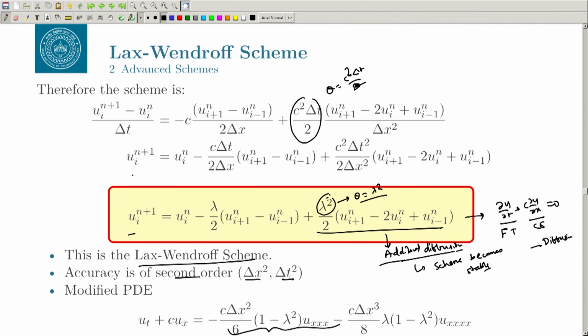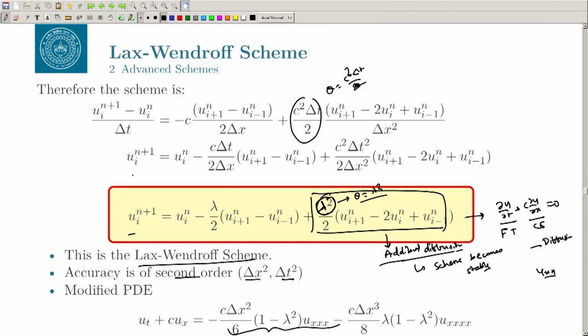C delta x square by 6 (1 minus lambda square) u x x x. This is due to the fact that we are cancelling out the u x x term through this additional diffusion term. So, this is a dispersive equation. But you can derive your own scheme. Here, instead of lambda square, you can use some other value of the diffusion and check whether the scheme is stable or not.